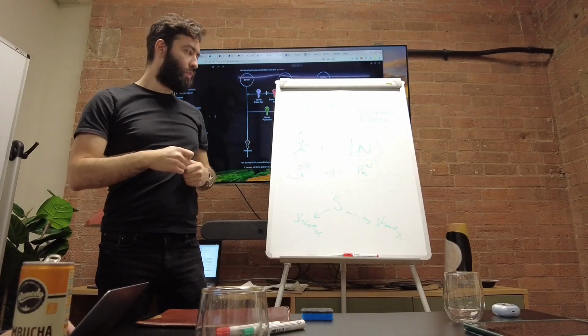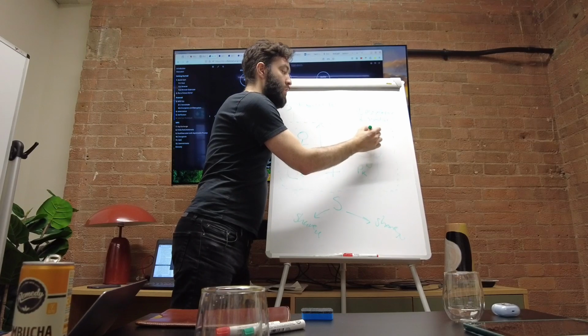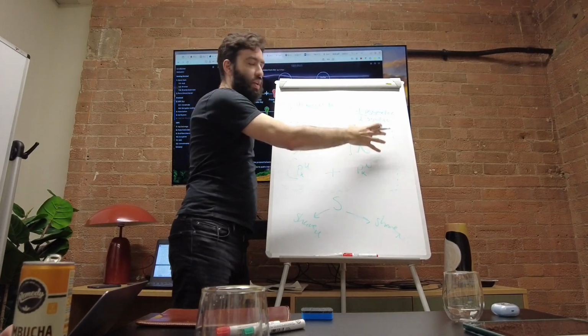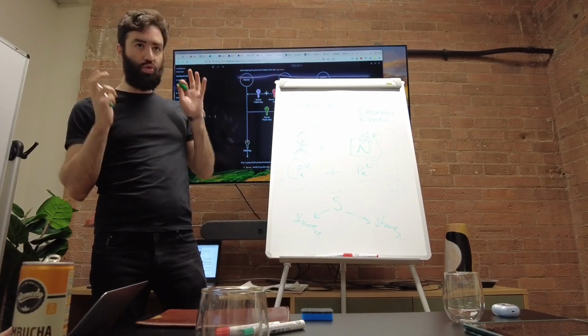This could be a network of notaries, if you want to decentralize it. But for now, let's just assume this is one entity, a notary entity, a notary service.